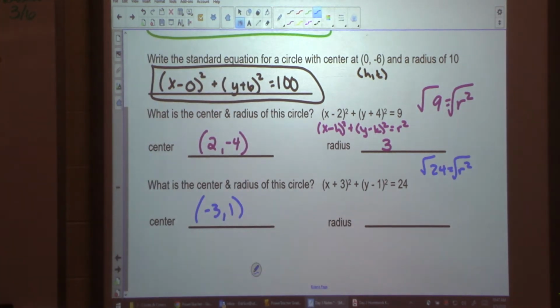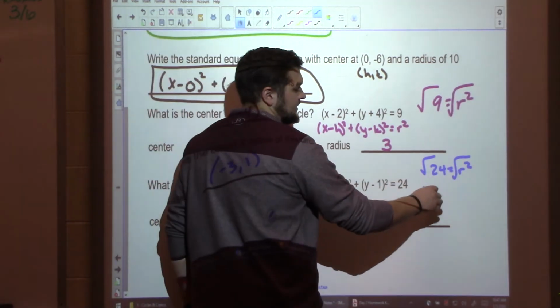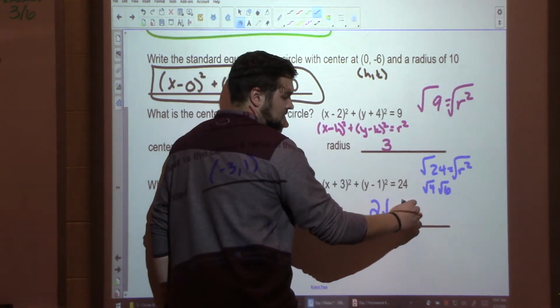All right, let's keep going. Square root of 24. Is that a perfect square? Iman, is 24 a perfect square? No. Is there a perfect square that goes into it though? Yes, 4 goes in there. So square root of 4 times square root of 6 becomes 2 root 6.